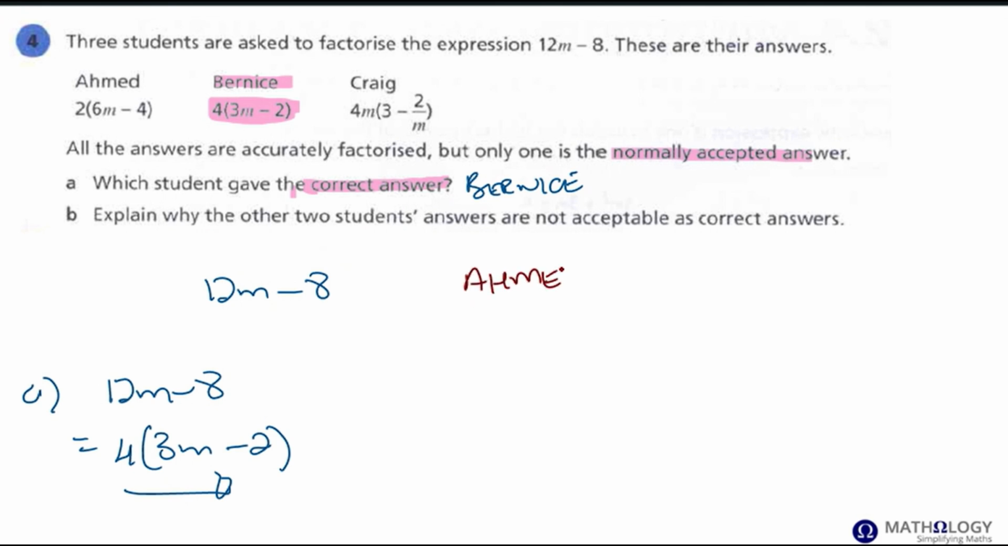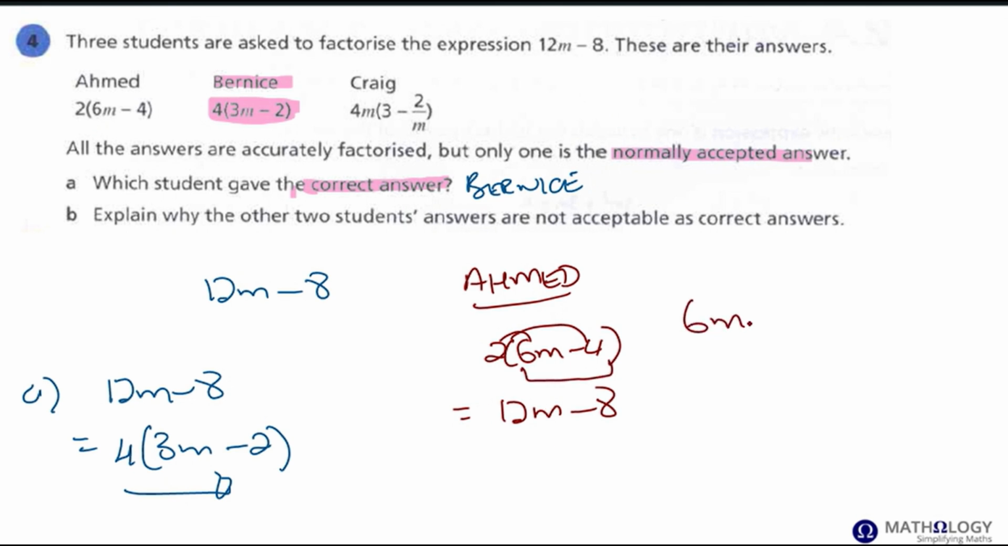Ahmed said it was 2 times 6m minus 4. Now, if we multiply out, 2 times 6m is 12m, and 2 times minus 4 is minus 8. So Ahmed did factorize. There's nothing wrong. He factorized correctly, but the problem with this solution is that the bracket 6m minus 4 still contains a common factor of 2. If you factorize just this expression, you'd have 2 times 3m minus 2. That means that he did not take out the highest common factor, and that's why his solution would not be regarded as correct.